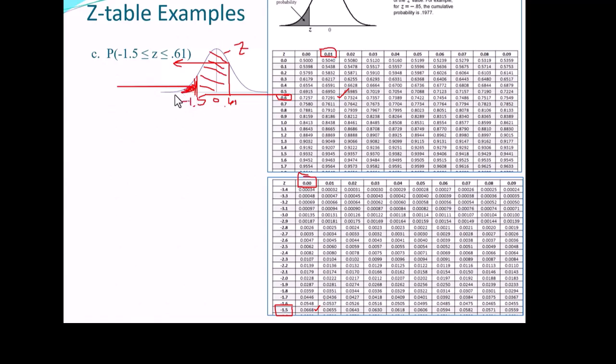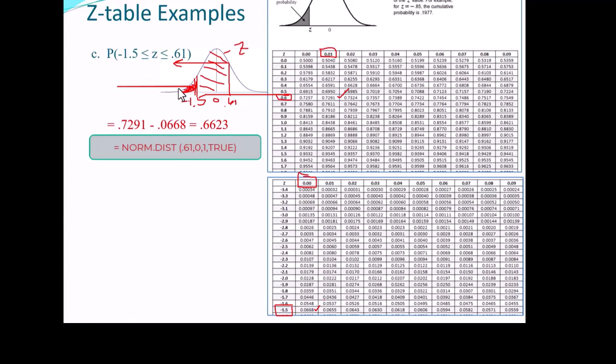This should remind you of some binomial work that we did, right? We're going to take those two numbers and subtract them. 0.7291 is the probability below the 0.61. I don't want all that probability. I just want from the negative 1.5 to the 0.61. So I subtract from it the probability below the negative 1.5.